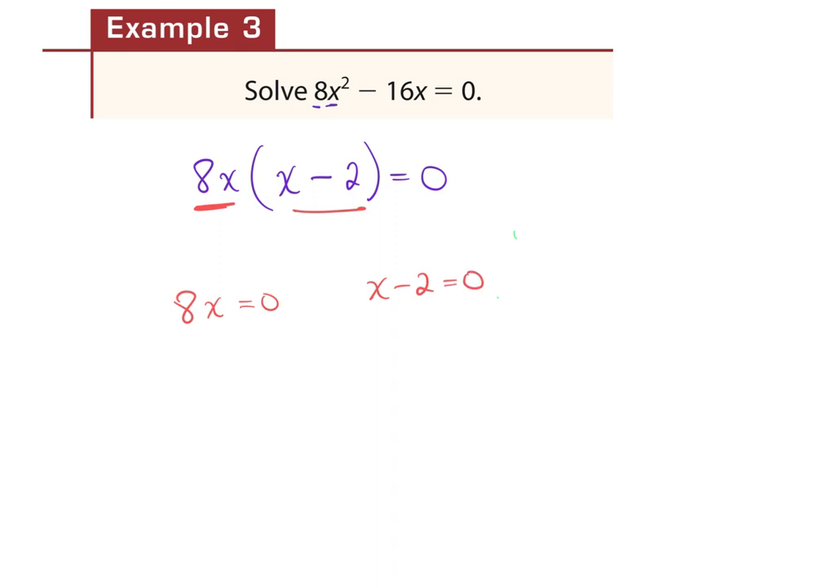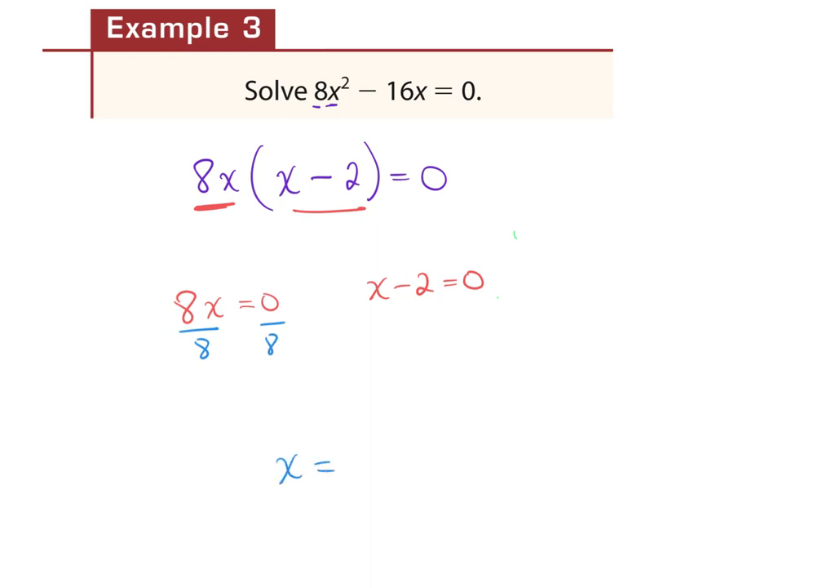Now, if I had not taken out a variable, then I wouldn't have to set it equal to 0. If that had just been an 8, I can't set 8 equal to 0. There is no variable to solve for in that factor, okay? But there is a variable to solve for in this one. I can divide both sides by 8. So x can equal what from that one?